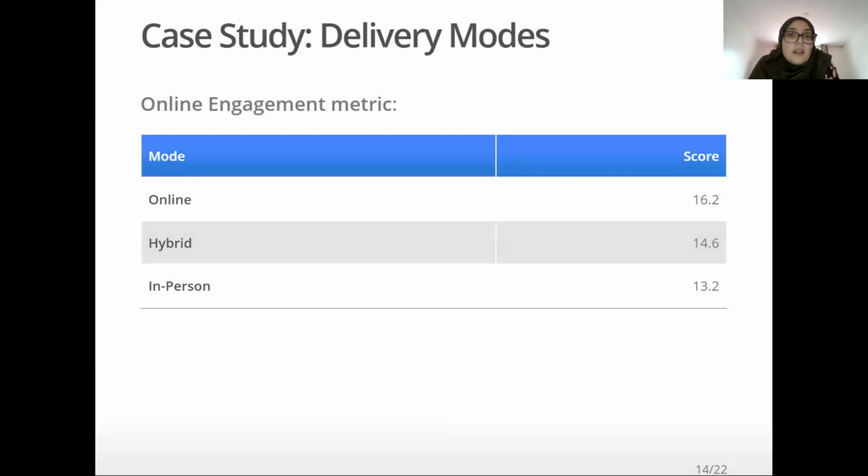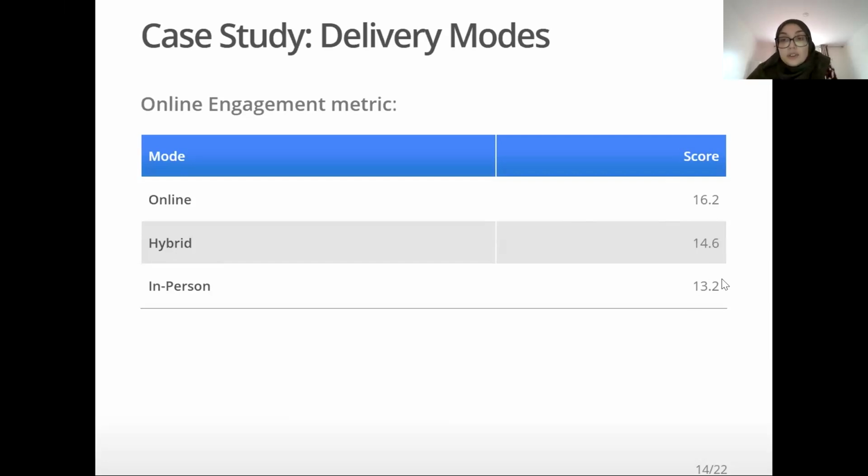So we do apply the metric across the 3 delivery modes. The analysis reveals a slight variation in the engagement metric across this, which was expected. So this is the Box-Cox transformed metric, and it shows an engagement score that decreases across the different delivery modes. So a score of around 16 if it's online, 14 if it's hybrid, and 13 in person.